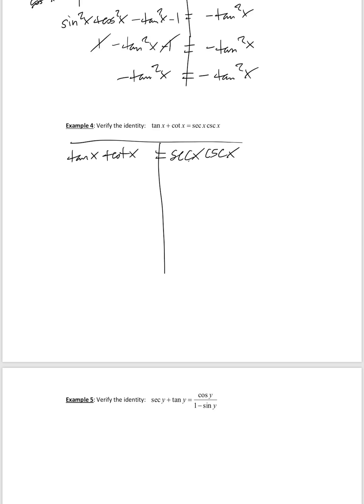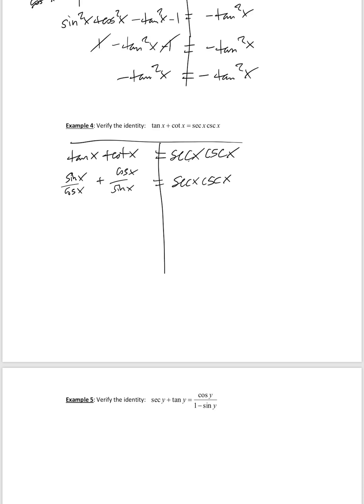Now, which side looks more complicated here? I'm going to say that the left side is because I'm adding. The right side is multiplying, it's just one term. Left side is two separate terms. So I'm going to try to simplify the left side and see what I get. I see tangent and cotangent, so I'm going to change to sines and cosines. Sine x over cosine x plus cosine x over sine x equals secant times cosecant.